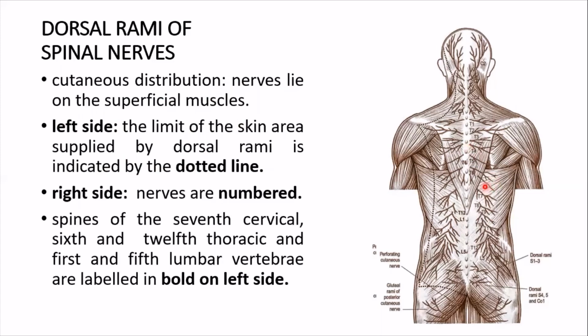It goes like this: T7, T8, T9. Anyway, the spines of the 7th cervical, 6th and 12th thoracic, and 1st and 5th lumbar vertebrae are labeled in bold on the left side, as I showed you already. These are the spines labeled: the 7th cervical, this is C7, and the 6th and 12th thoracic, this is T6 and T12, and this is L1, and this is the L5 labeled. This is the spine of the cervical vertebra.